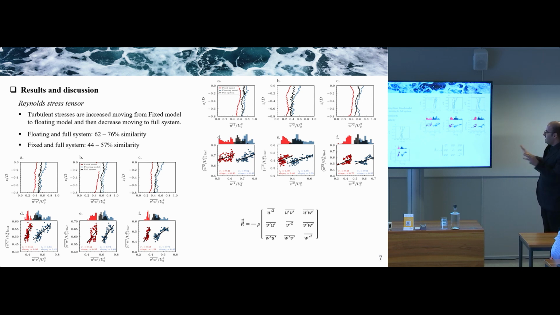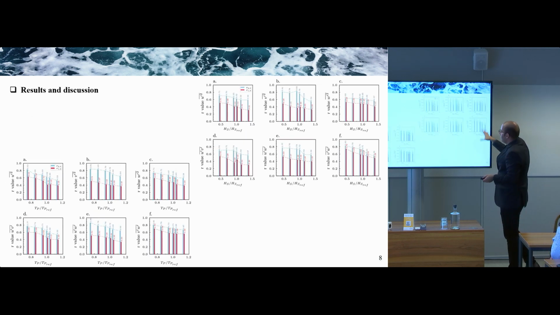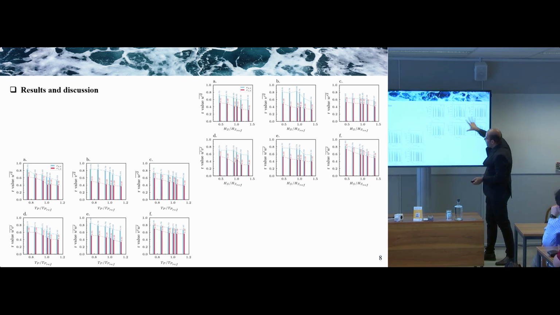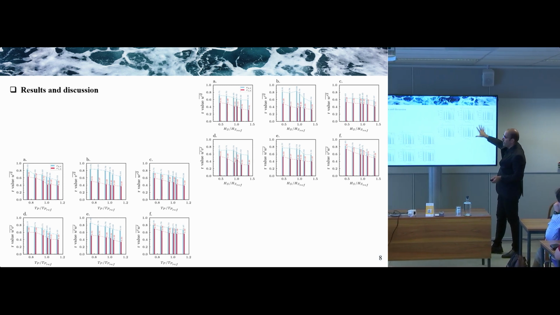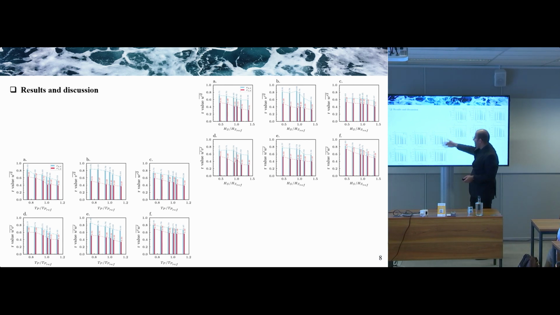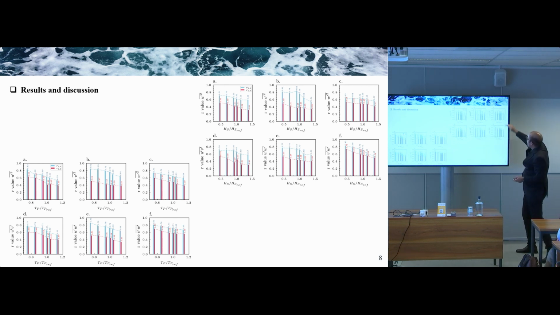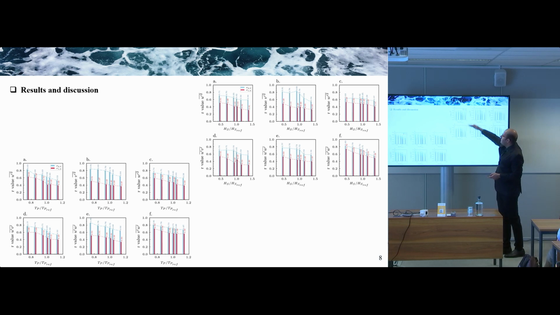So this is the result for one wave case. If we want to see the sensitivity of the result towards the change in wave height and wave period, we can look through this result. Basically, in this set of results, I had the wave period fixed and the wave height changed. And in this set of results, we have the wave height fixed and the wave period changing. So what we can see, in all scenarios, is that the correlation between the floating and the full system is far higher compared to the fixed and full system.